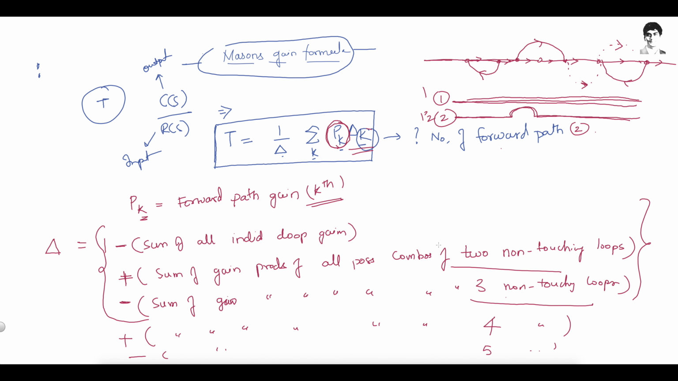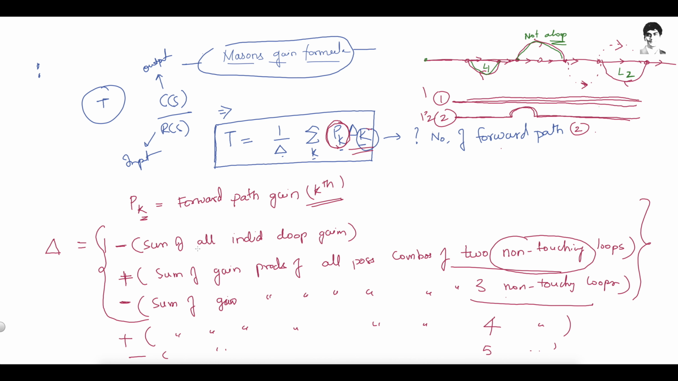Now what is the question here? What exactly is a non-touching loop? We have this signal flow graph here. Loops are basically those feedback paths. This projection here is not a loop. Here feedback is going by, so it's a loop. Forward path is going from input to output directly. Loop is coming back. So this is loop 1 and this is loop 2. We have 2 loops here in this example.